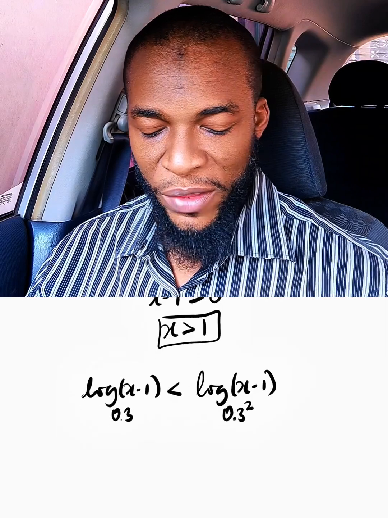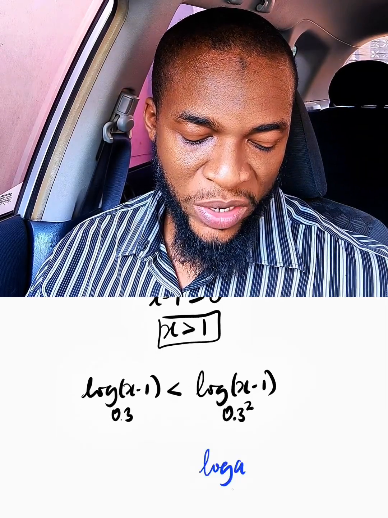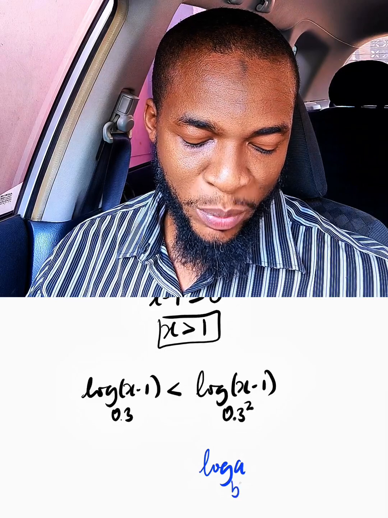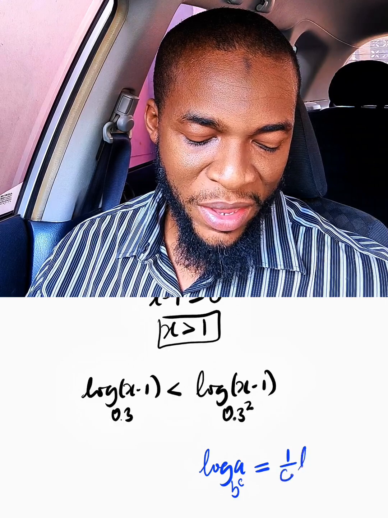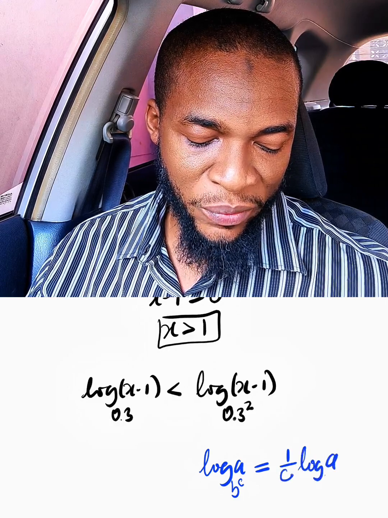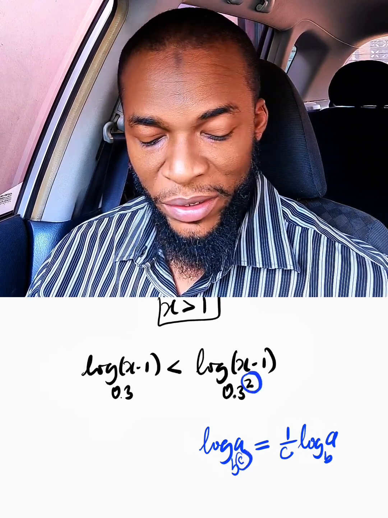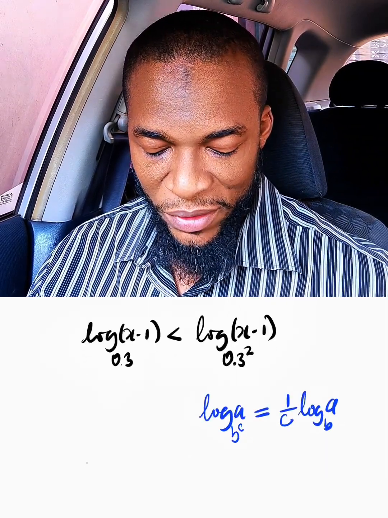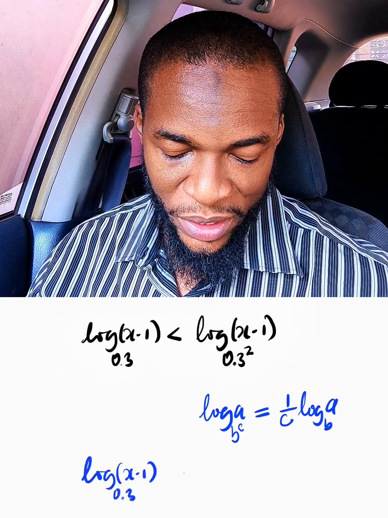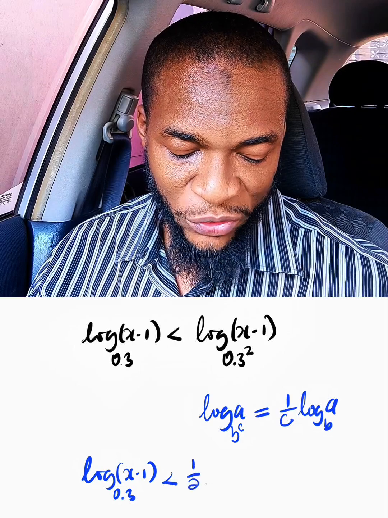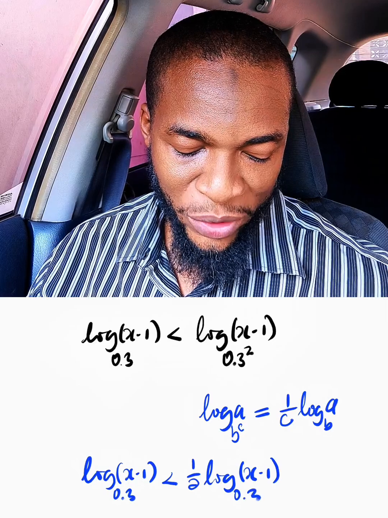Now, this brings us to another law of logarithm, which states that if you have log of a with the base of b, but this b is raised to the power of something, c, this can be expressed as 1 divided by c times log of a with the base of b. So if you relate, this 2 here corresponds to c, right? So we can write our inequality as log of x minus 1 with the base of 0.3 less than 1 divided by 2 multiplied by log of x minus 1 with the base of 0.3.